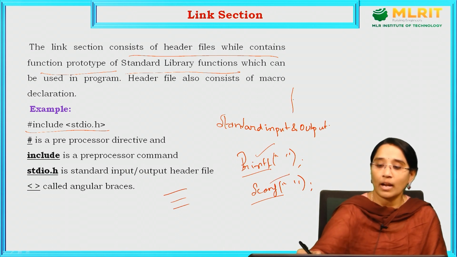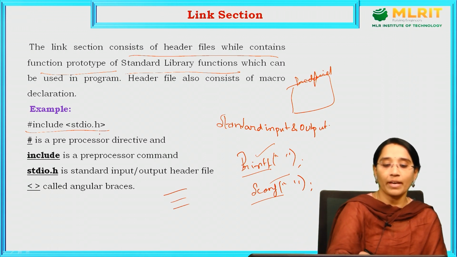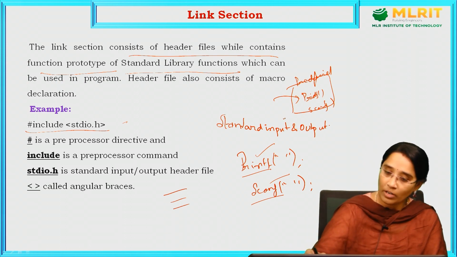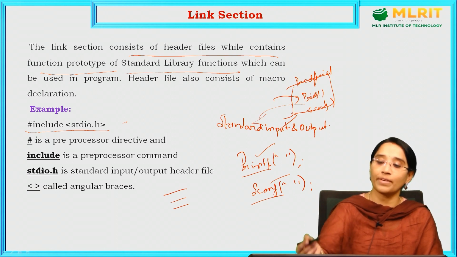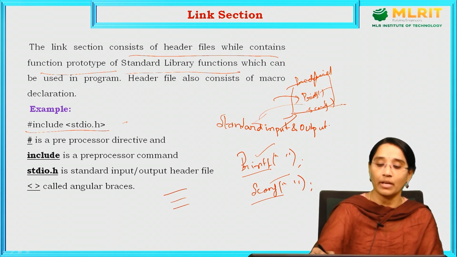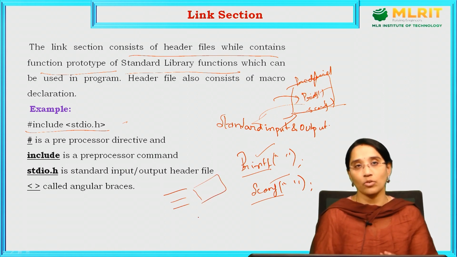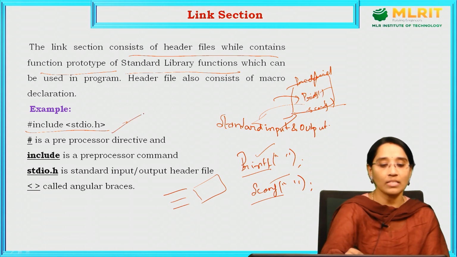There are some predefined functions in the C library. If I include this header file with hash include, those predefined functions are already available. Printf and scanf are the two predefined functions that exist in the C library. It will go to the library, fetch those two functions' code, and place it above your program before your execution gets started. So that is hash include stdio.h. We are writing this line.